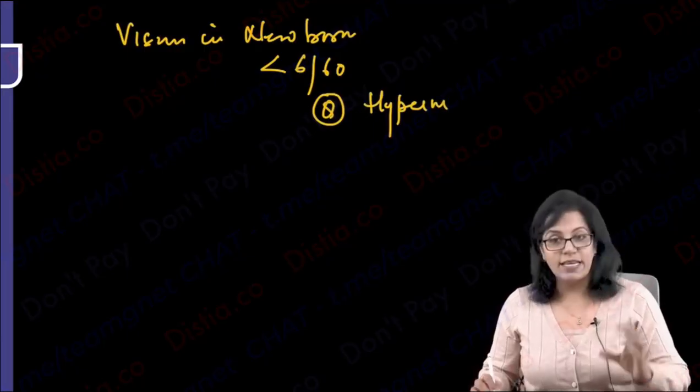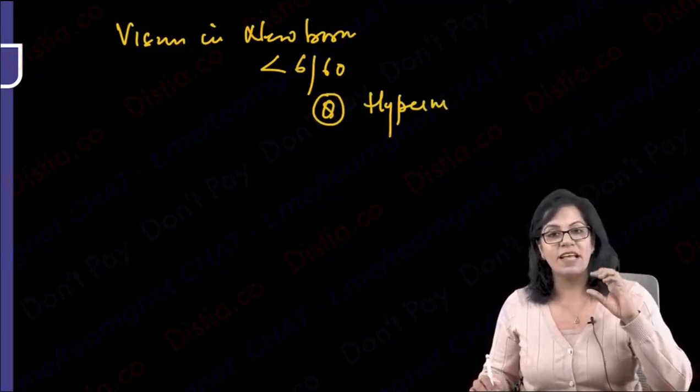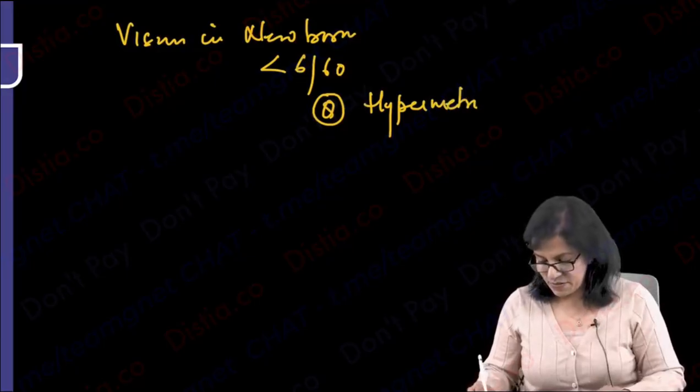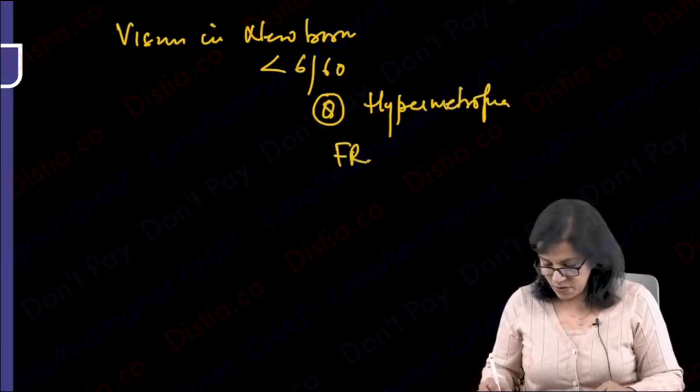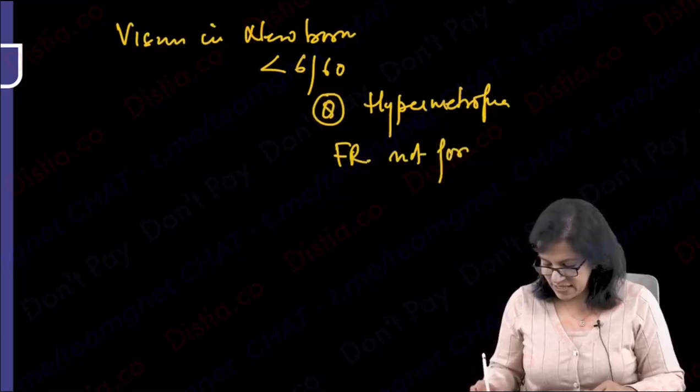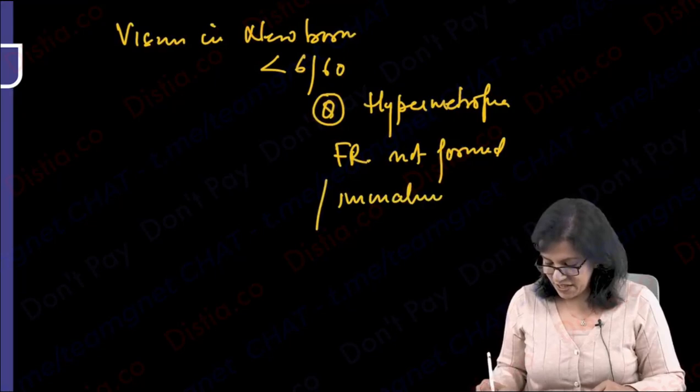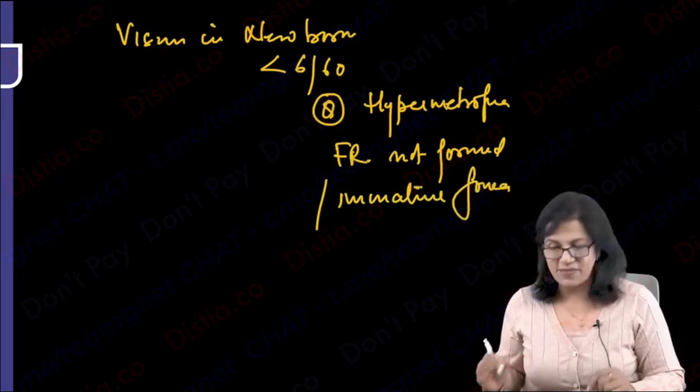So the eye is small. A smaller eye will have what? Hypermetropia. Power will be less. And also the foveal reflex is not formed yet, right? So foveal reflex not formed means there is immature fovea. And because of this immature fovea, you are getting such a low vision.